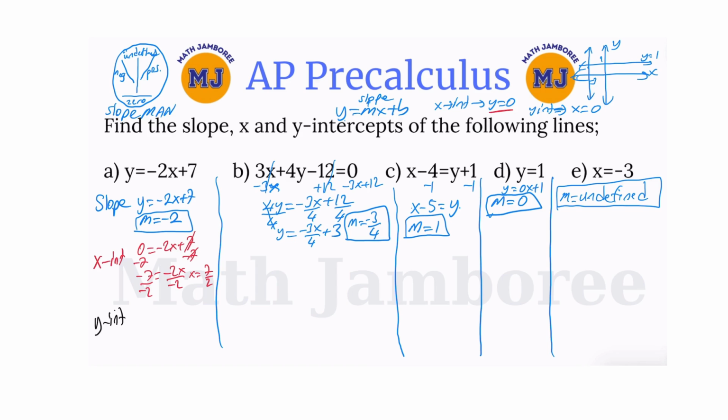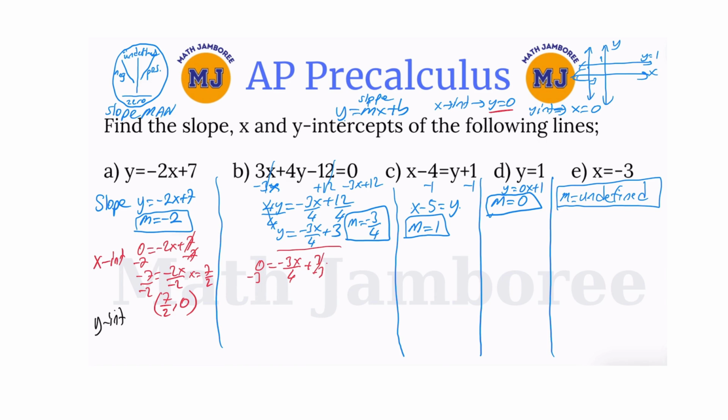For the x-intercept, the y value is 0. As an ordered pair, you can write this as (7/2, 0). And in choice B, our equation is here. We'll just give 0 to y and solve for x. 0 is equal to negative 3 over 4x plus 3, take away 3.